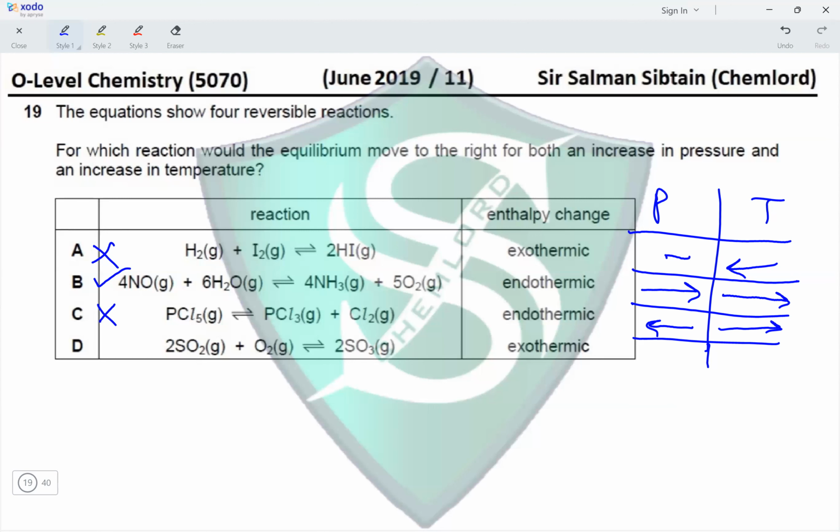An increase in pressure will shift the equilibrium towards the right because the number of moles of products is lesser than the number of moles of reactants. And since it is an exothermic reaction, an increase in temperature will favor the endothermic side, which would be the left side. So equilibrium will move to the left. So the movement of equilibrium is towards the right because of change of pressure, but towards the left because of change of temperature, making option D incorrect as well. So as a result, the correct option for this question is option B.